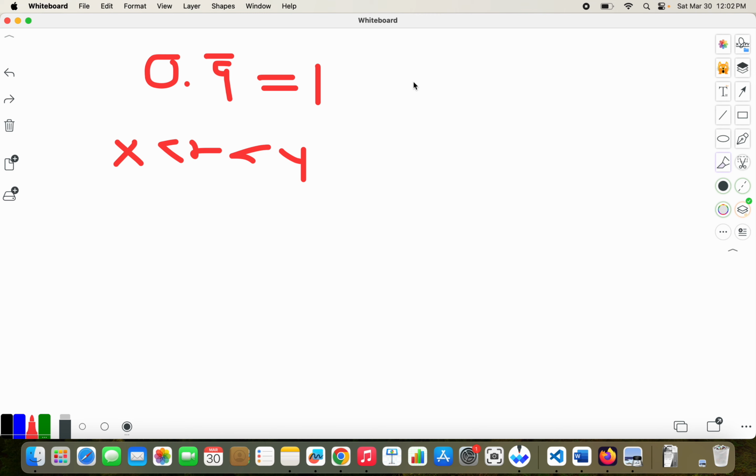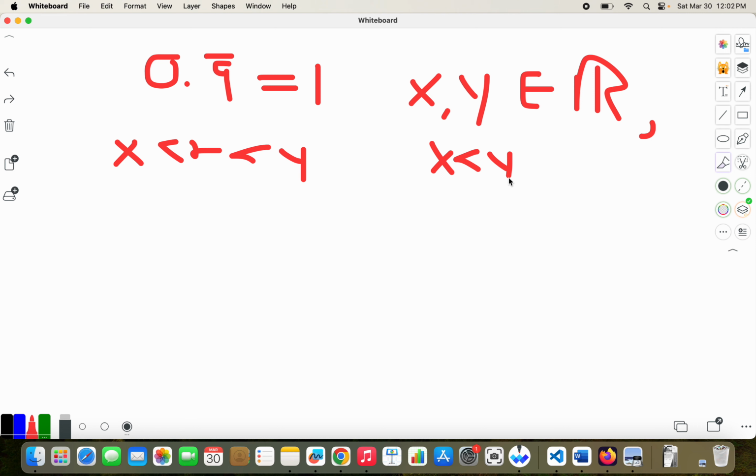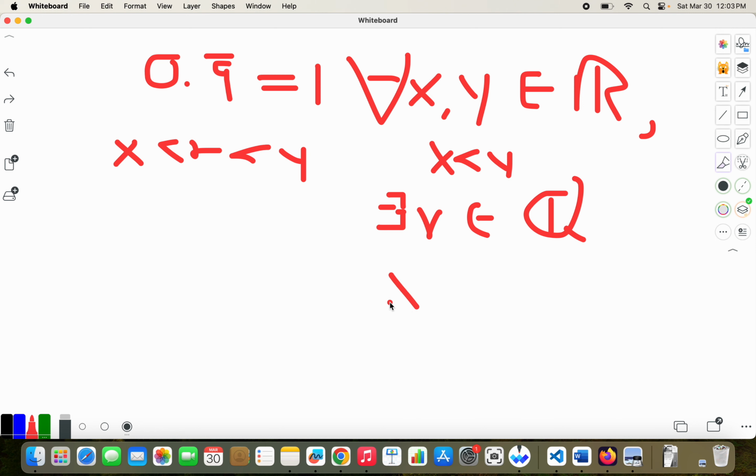If x, y are real numbers, and let's suppose x is less than y, then there exists a rational q such that x is less than q. Oh my god. What?